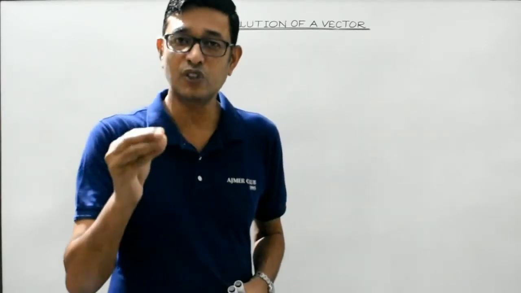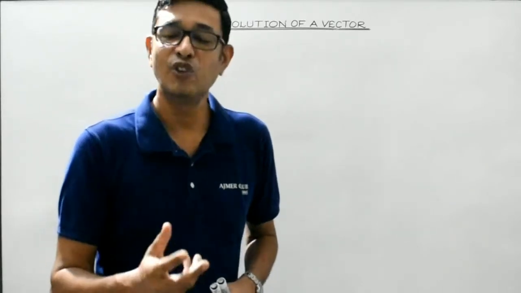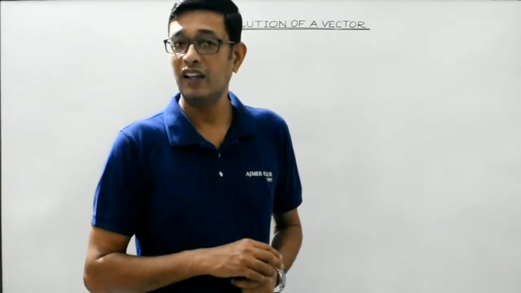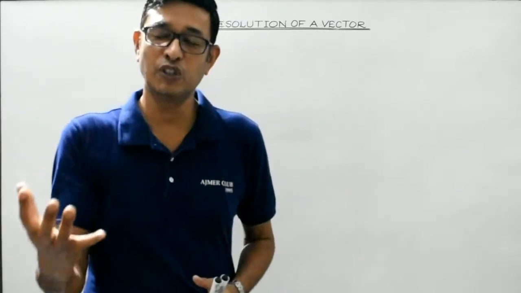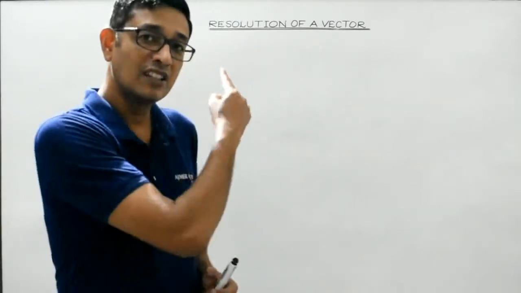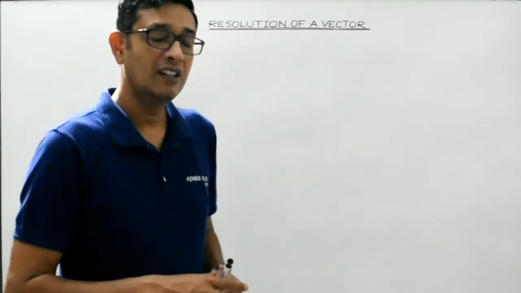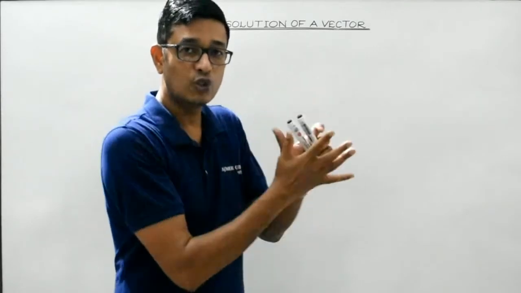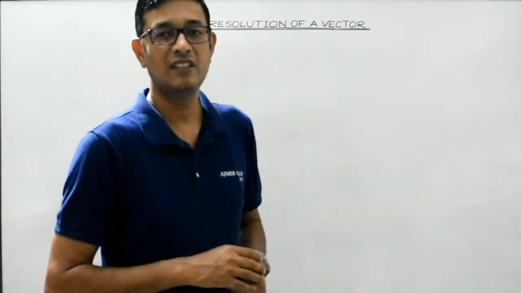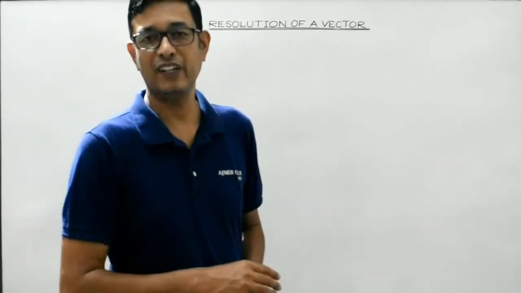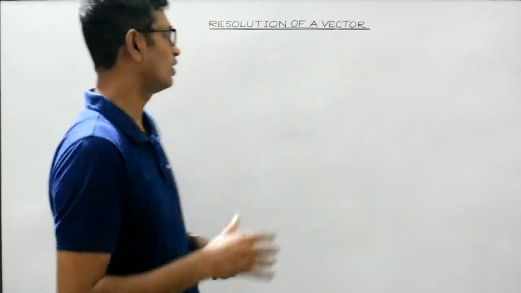Students, this process of addition is known as composition of vectors, while the reverse of composition of vectors is known as resolution of vectors. Resolution means actually the splitting up of a vector into two or more components. The split parts of the given vector are known as the components of the given vector, right? So I'll give you an example.